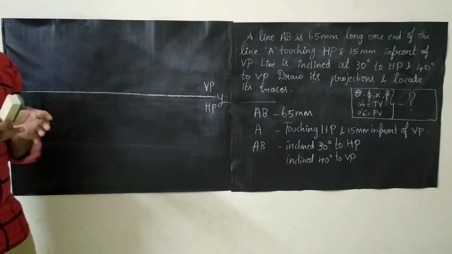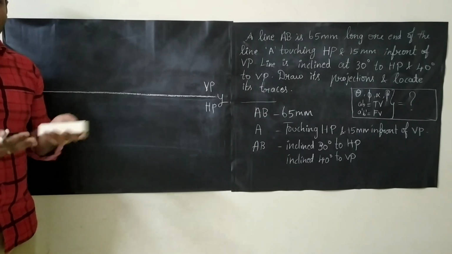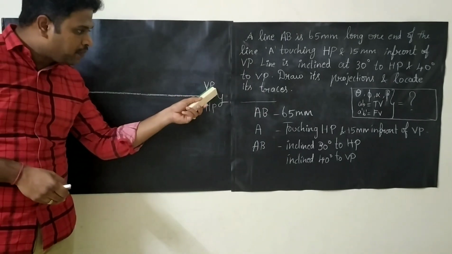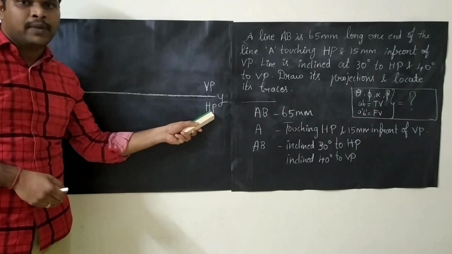And we know very well we are following the first angle projection, right? According to that, we will be getting VP above and horizontal plane below.